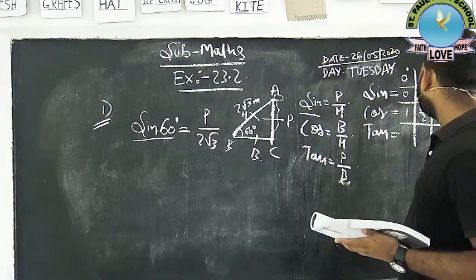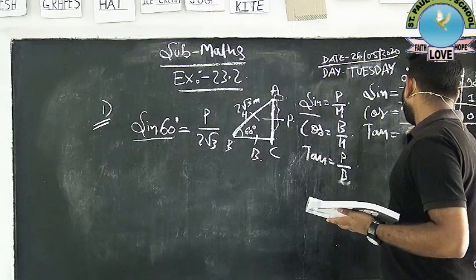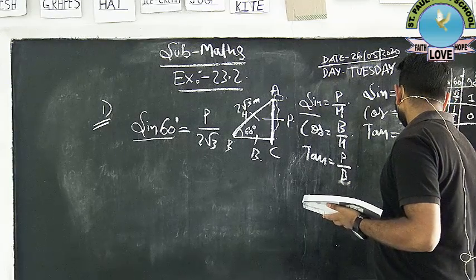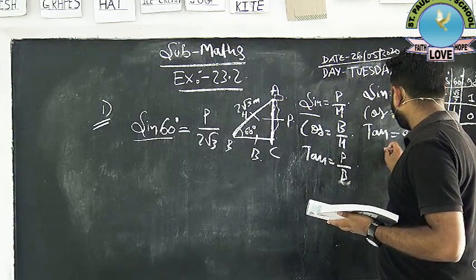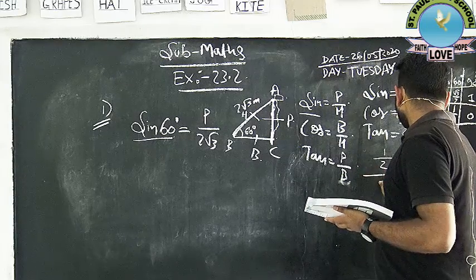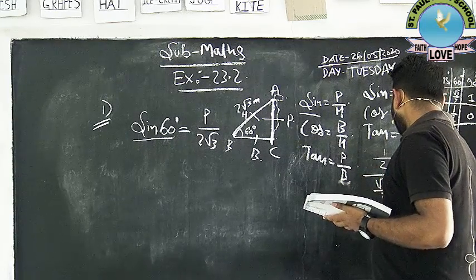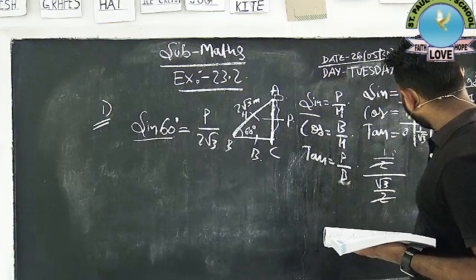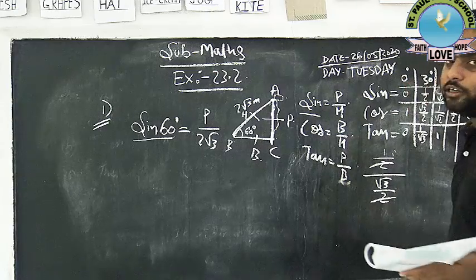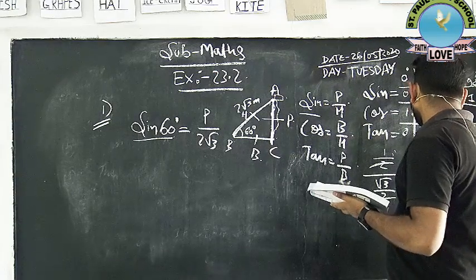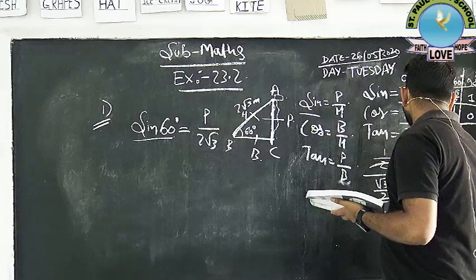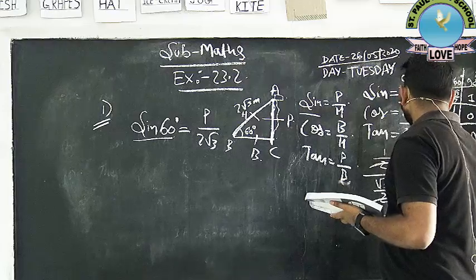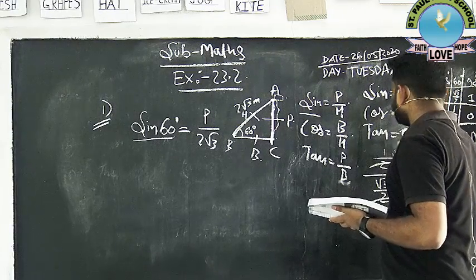Now for tan you have to divide. 0 divided by 1 is 0. If I divide 1 by 2 by √3 by 2, it is 1 by √3. How did I get this? 1 by 2 divided by √3 by 2, the 2s cancel, so what is left is 1 by √3. 1 by √2 divided by 1 by √2 gives 1. If I divide √3 by 2 by 1 by 2, the answer is √3, and 1 divided by 0, scientists are searching for this value, but for the time being we can write not defined.